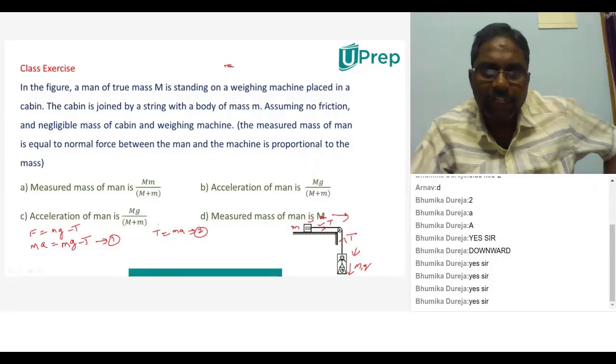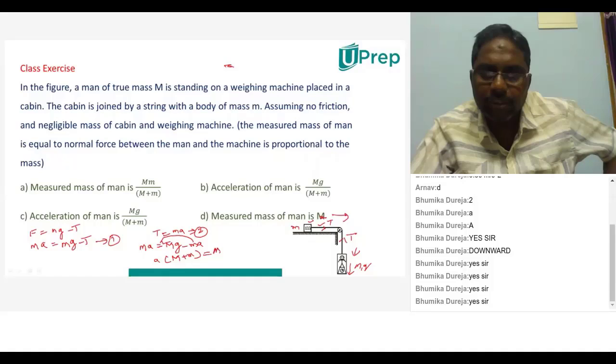And when I write T is equal to ma, I can substitute this value into this equation. If I substitute that value, see here, Ma is equal to mg minus small ma. So here I can write like this. If I take a common, capital M plus small m, that means I sent this ma to this side, so I can write this is equal to mg. Now a is equal to what? I can write capital mg by capital M plus small m.